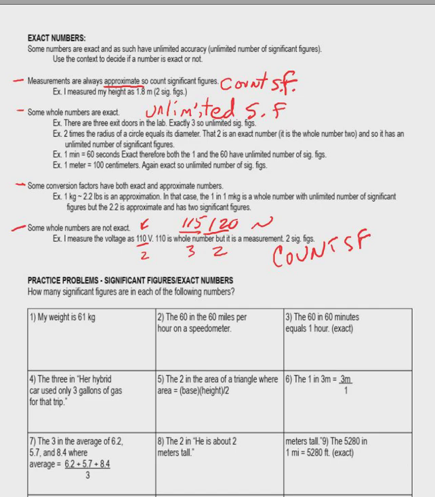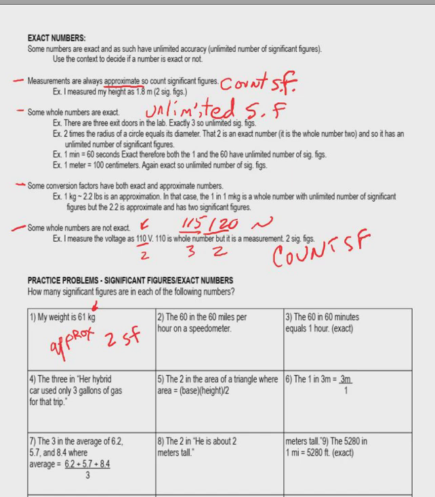So weight is a measurement. So it is going to be approximate. So you have to count how many significant figures. And we start counting from the first non-zero digit to the last non-zero digit, and that's going to be 2. So here we have 2 sig figs.